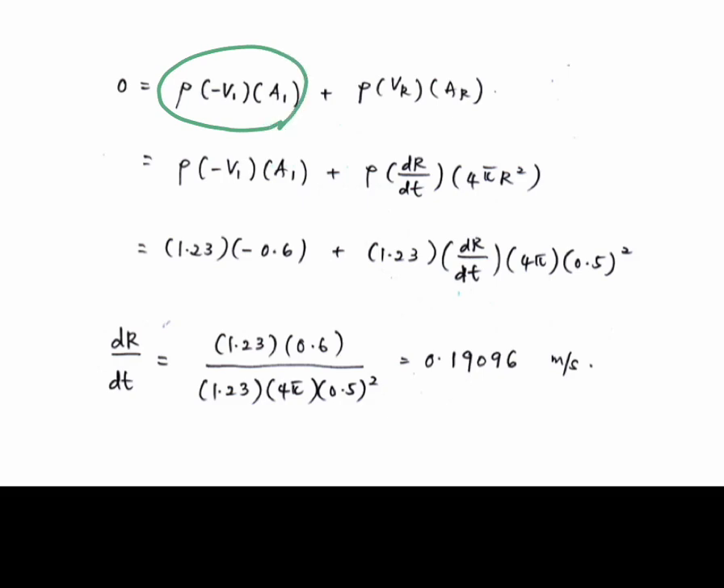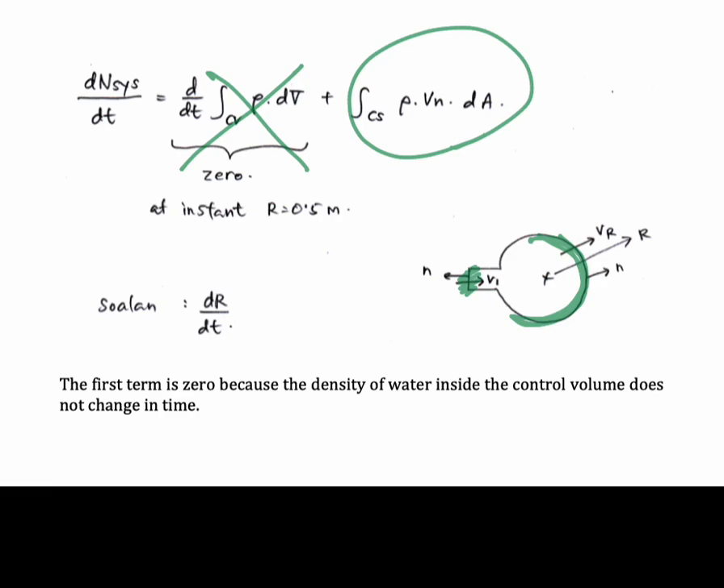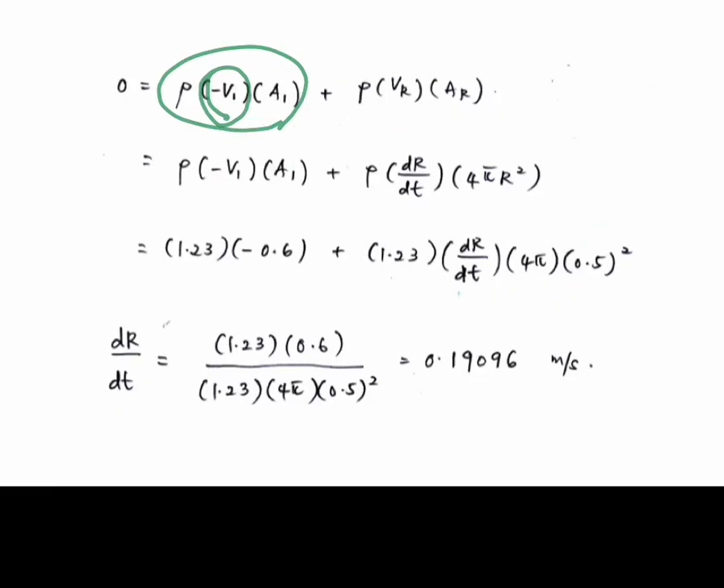For the inlet, we have rho, negative V1 and A1. The negative V1 here is because in this situation, the inlet velocity is from left to right, but the n vector is from right to left. So the fluid is moving in the opposite direction of the n direction, so we give it a negative sign in this situation.